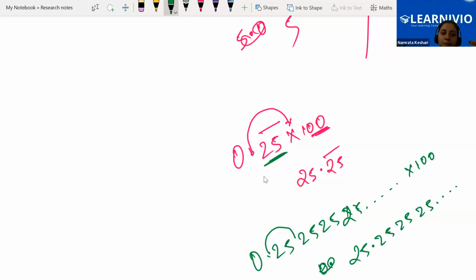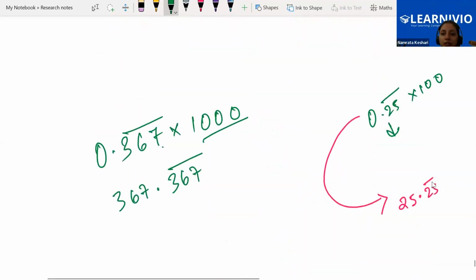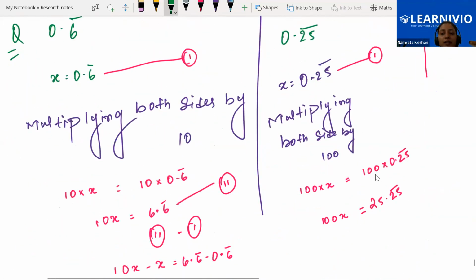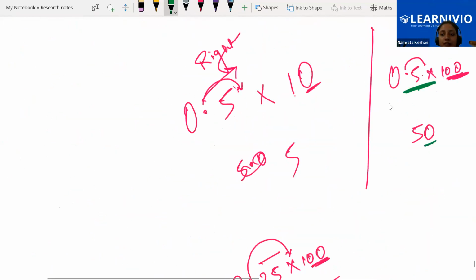Yes, ma'am. So whenever you are going to multiply any decimal number with 10, 100, 1000, whatever be the number of zeros, that many places your decimal will shift towards the right. That's it. If you understand this, then you will be able to say that now 100 into 0.25 bar will be 25.25 bar. Yes or no?